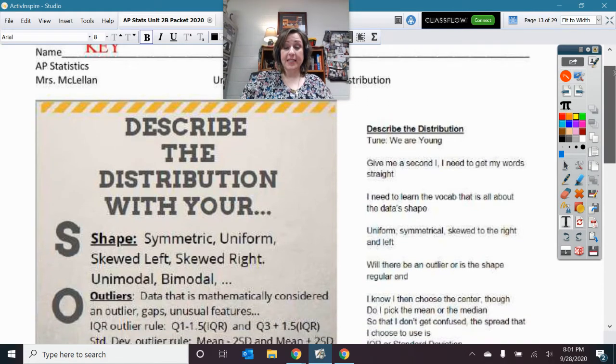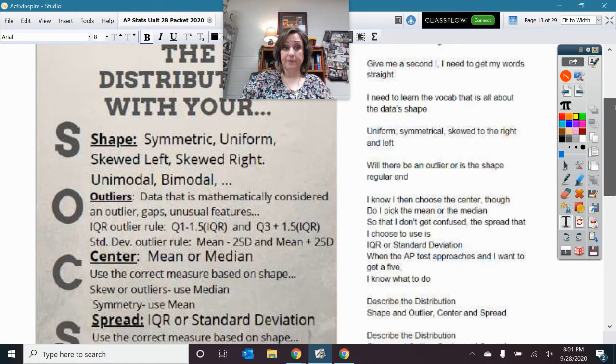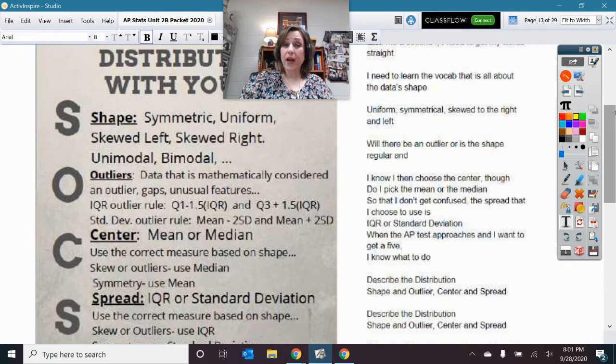So there are certain things that are important for us to notate. We're going to describe the distribution with our SOCS. That's how we're going to remember what we need to include when we describe the distribution. The first S stands for shape, and we're going to talk in a minute about the shapes of those different things. O stands for outliers or unusual features, and we'll talk about our outlier fences and the outlier rule for standard deviation.